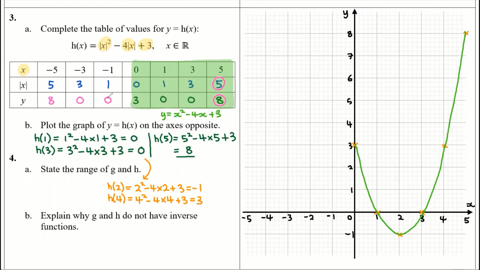So we can now plot the left-hand side. So the left-hand side, I'm going to have -5 at 8 up there. I'm going to have -3, 0, -1, 0. And consequently, everything in between is going to behave in the same way. So if I put in -2, I'm going to get the same value as if I put in 2. So that's going to give me the minimum point. And if I put in -4, I'll get 3 again, as if I'd just put in 4, as we saw here, because the modulus would make it +4.